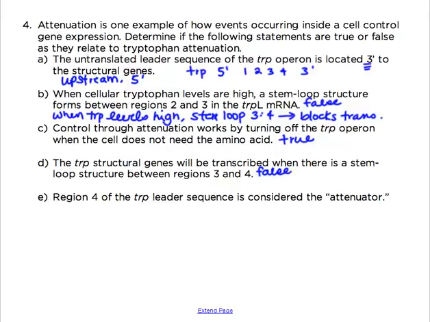You can either change it by saying the TRP structural genes will not be transcribed when there's a stem loop, or you can say the structural genes will be transcribed, but that is when the stem loop is between 2 and 3. Okay? So when there are high tryptophan levels, domain 2 gets kind of wrapped up in the ribosome because region 1 is translated so quickly, and therefore 3 pairs with 4, and the loop acts to stop transcription. Okay? So it's just basically saying to the cell, why waste your energy making more tryptophan when you already have it?